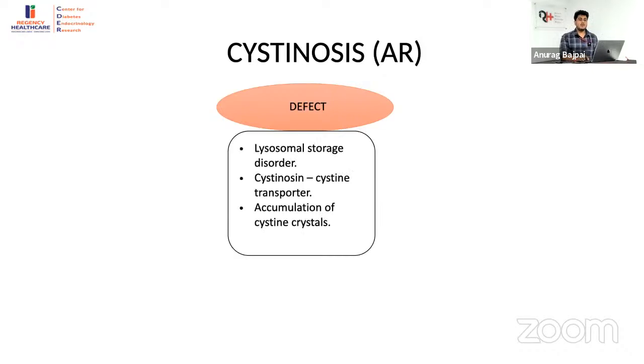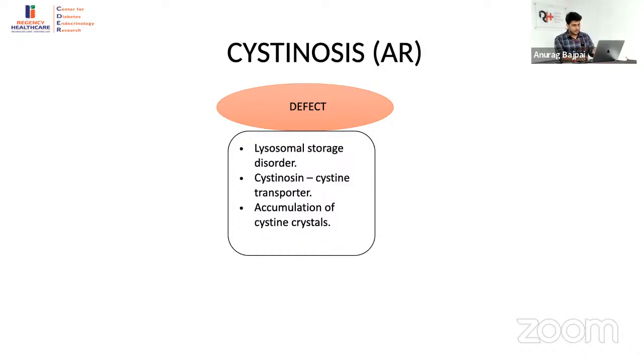So, with regards to cystinosis, it is basically an autosomal recessive disease, which is characterized by mutation in the CTNS gene. The CTNS gene is responsible for the production of a protein called cystinosin. Cystinosin is basically a transporter which extrudes the amino acid cystine from the lysosomes. In case of this defective protein synthesis, cystine starts accumulating within the lysosomes and causes destruction of the cells. So this is more commonly distributed in the proximal renal tubules and also in the eye.